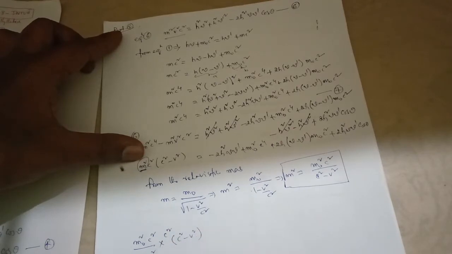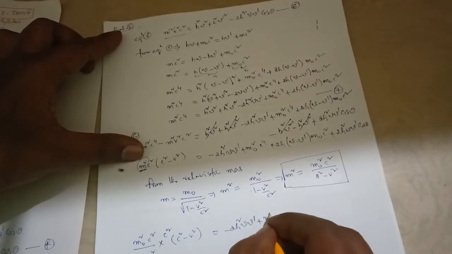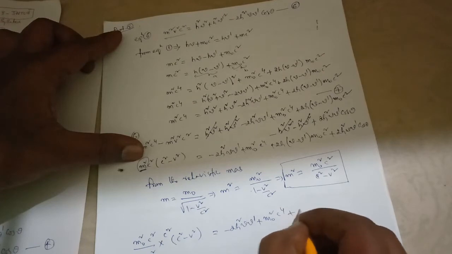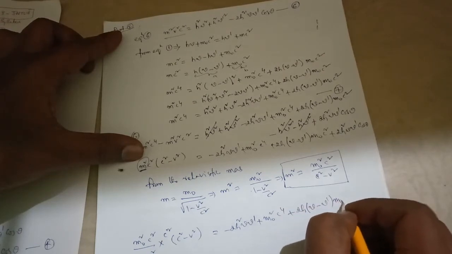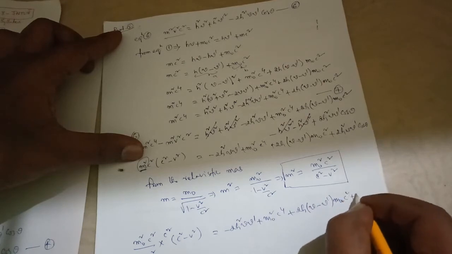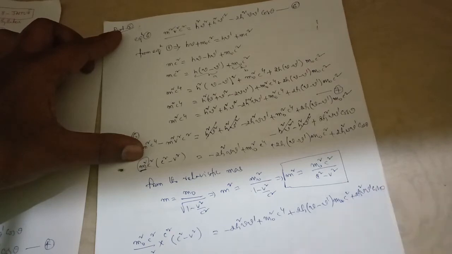minus v square equal to minus 2h square mu mu dash plus m naught square c power 4 plus 2h into (mu minus mu dash) into m naught c square plus 2h square mu mu dash cos theta.